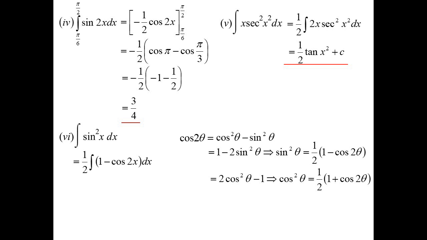It's now a nice neat trig to integrate. So I get 1/2 of x minus 1/2 sine 2x. I've expanded that out. Do you need to? Probably not. But there it is, x on 2 minus 1/4 sine 2x.